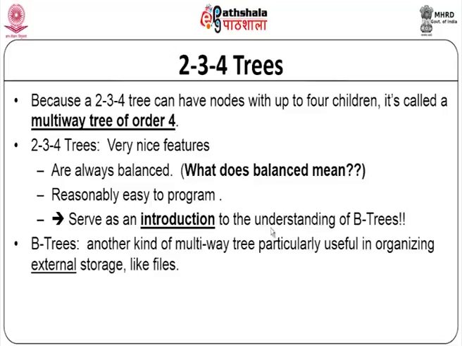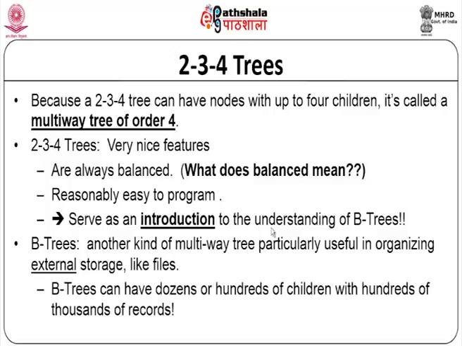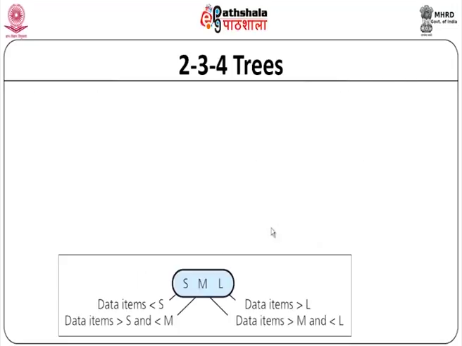B tree is another kind of multi-way tree, particularly useful in organizing external storage like files, as I already told you. It can have dozens or hundreds of children with hundreds or thousands of records. This is why B trees are very important, and we will go on to understand the concept behind B trees. If you understand 2, 3, 4, it is just an extension. Okay.